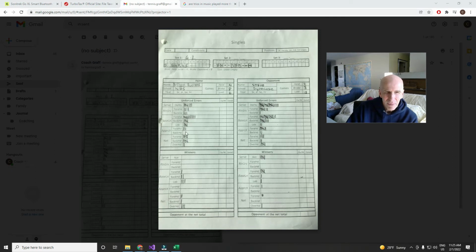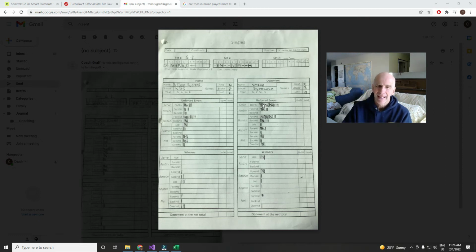We look at what he's doing here. Approach shots. He's got 3 forehand approach shots that he made mistakes on. Not too bad. At the net, look at this. When he gets to the net, he's losing a lot of points there. This is a place where I could work on improvement. Let's go ahead and look at the other guy.